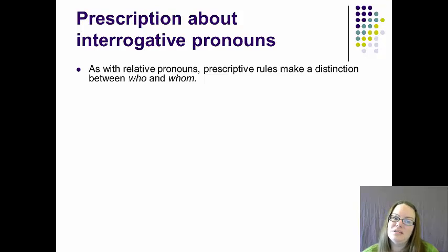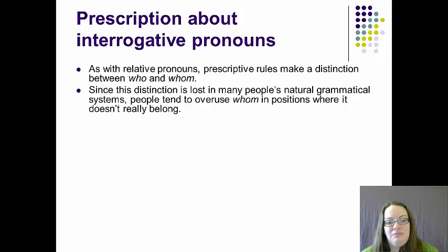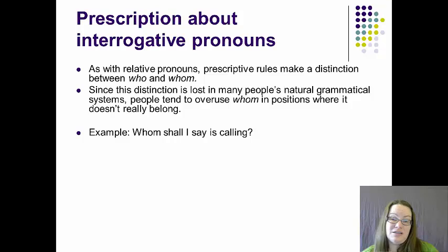Okay, there are some rules about using relative pronouns, and there are some prescriptive rules about interrogative pronouns as well. The prescriptive rules also consider who and whom, again taking a look at whether they're the object or the subject. However, this distinction is lost in many people's natural grammatical systems, meaning your mental grammar. People tend to overuse whom where it really doesn't belong. So if I want to sound very formal, I might use whom even though it should be who. So here's an example. Whom shall I say is calling? Okay, again, sounds very formal.